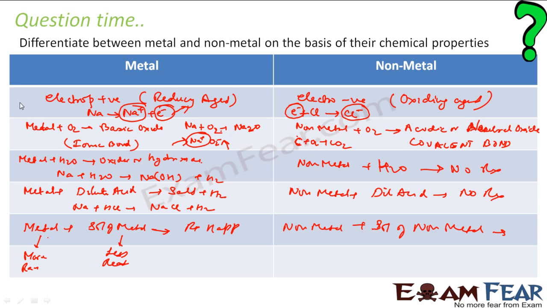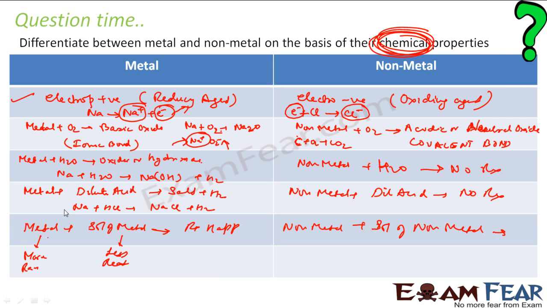So this is how metals and non-metals differ based on their chemical properties, not physical properties. Metals are electropositive, non-metals are electronegative. Electropositive means they are more stable when they have a positive charge. Electronegative means they are more stable when they have a negative charge. Metal plus oxygen gives basic oxides, which are basic in nature and have ionic bonds. Non-metal plus oxygen gives acidic or neutral oxides. They have covalent bonds because none of the non-metals or the oxygen are willing to give electrons. Metals react with water to give oxides and hydroxides.